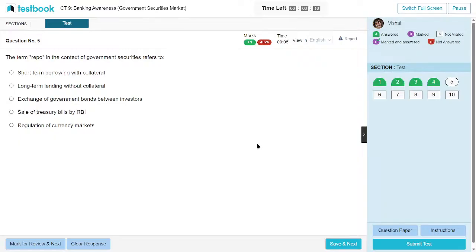The term repo in the context of government security refers to short-term borrowing with collateral, long term without collateral, exchange of government bond without investor. So what is the correct answer? The correct answer is short term borrowing with collateral.